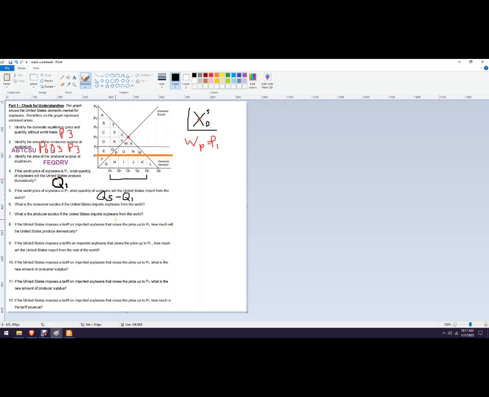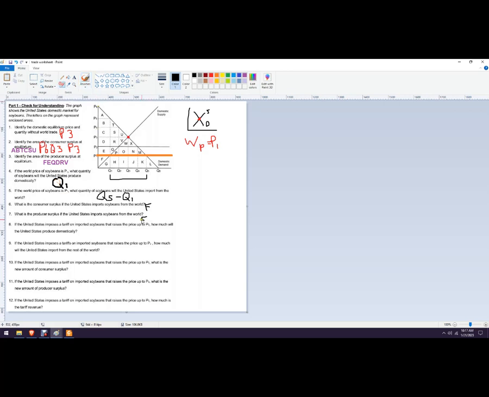What is the producer surplus if the US imports soybeans from the rest of the world? It's now going to be much smaller. It's the area below the price, above the supply curve, just F. Oh, I did that wrong. This one is producer surplus, and this one is consumer surplus.